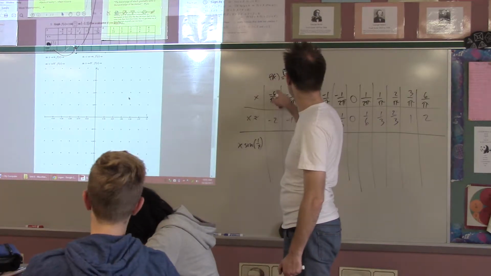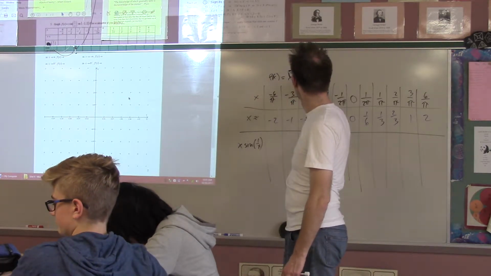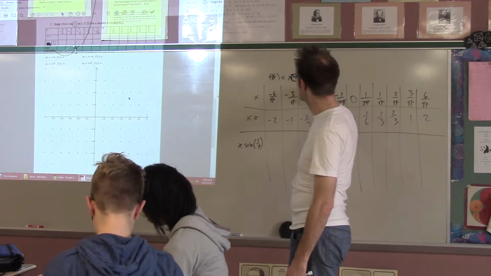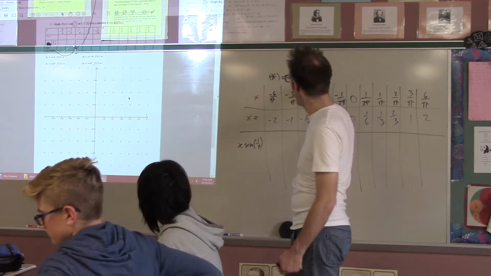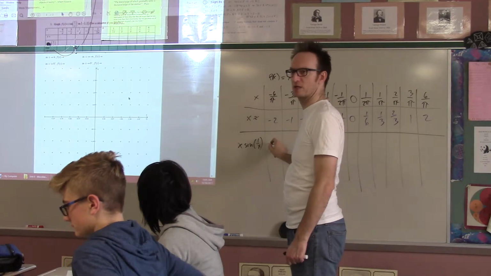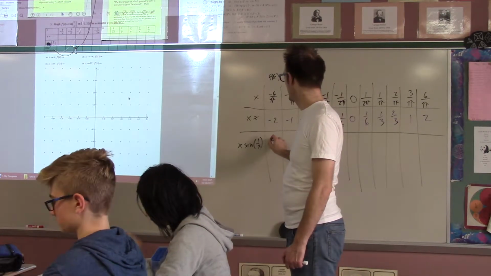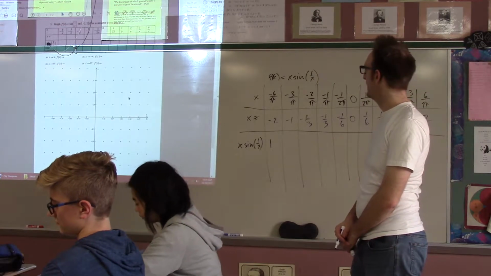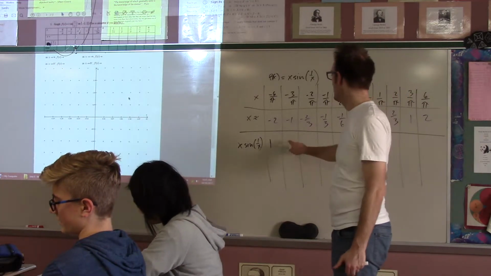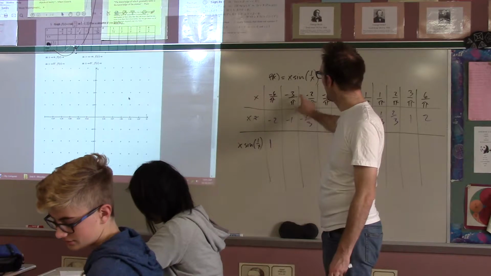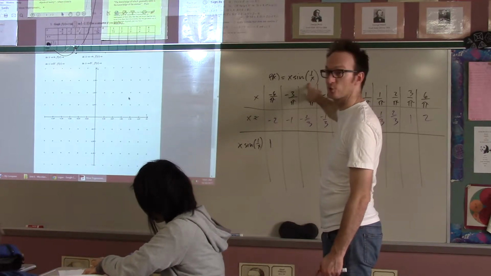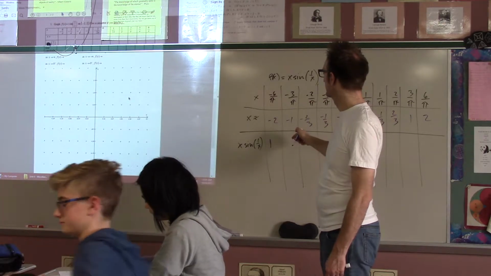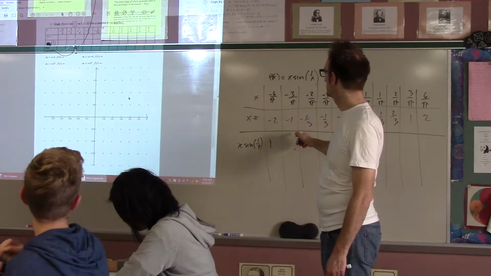If I plug in negative 6 over pi, then what do I get? I get sine of negative pi over 6, which is negative a half, times negative 2. So it's pretty much almost 1. Okay, so that's interesting. And then if I plug in negative 3 over pi, then that's sine of negative pi over 3, which is negative root 3 over 2. Wait, negative pi over 6.